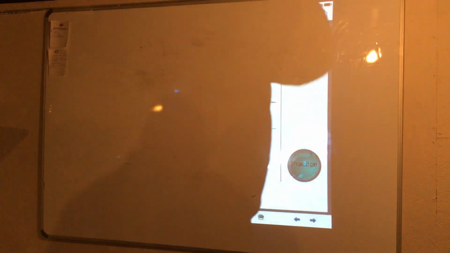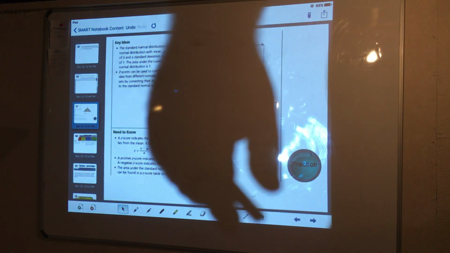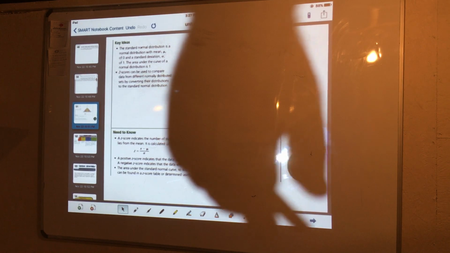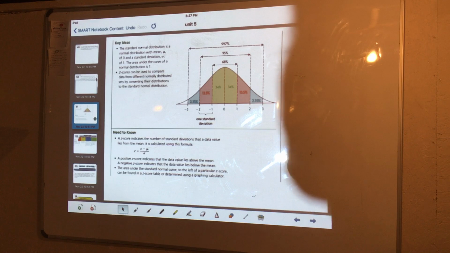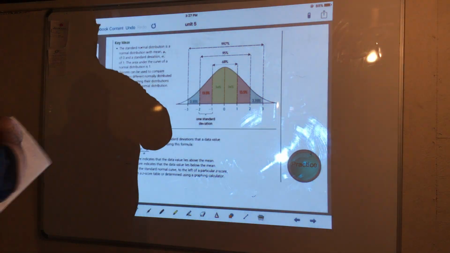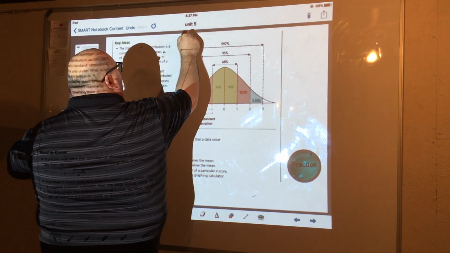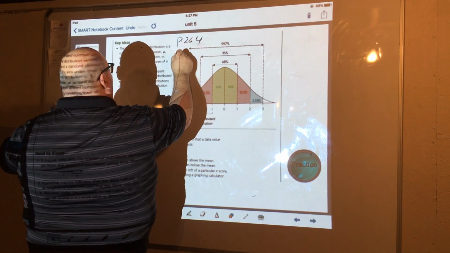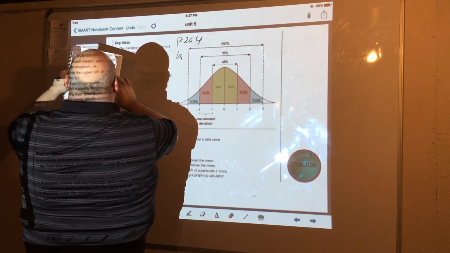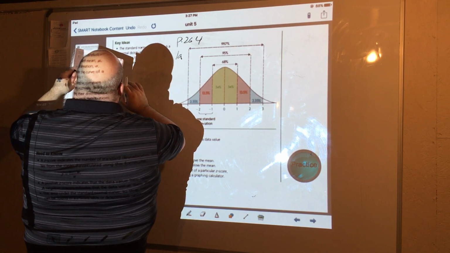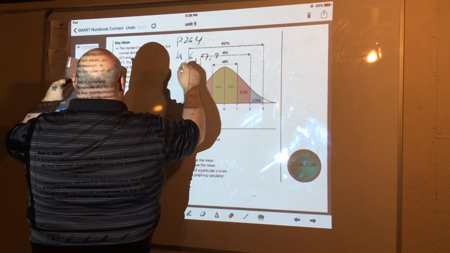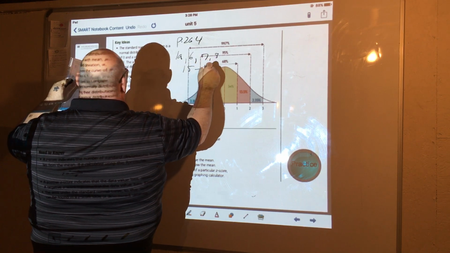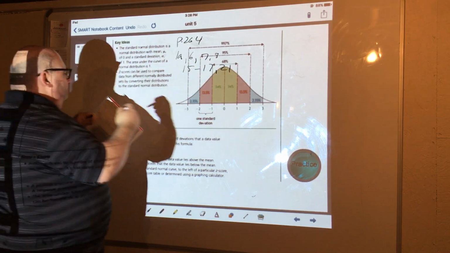Okay, questions for practice. You're going to do section 5.5. That would be questions on page 264. On page 264, you will do questions 1A, 6, 7, 8, 15 through 17, and question 21.